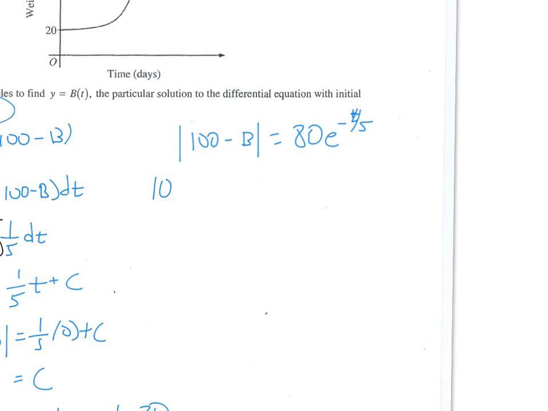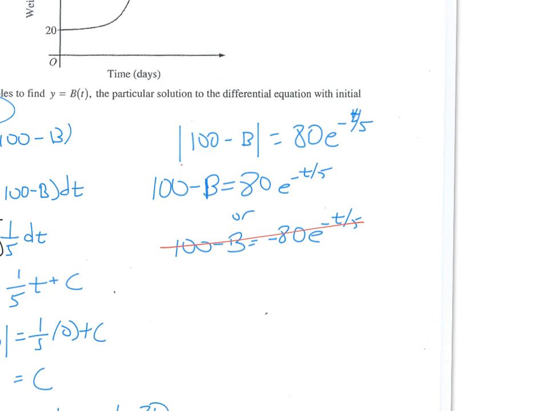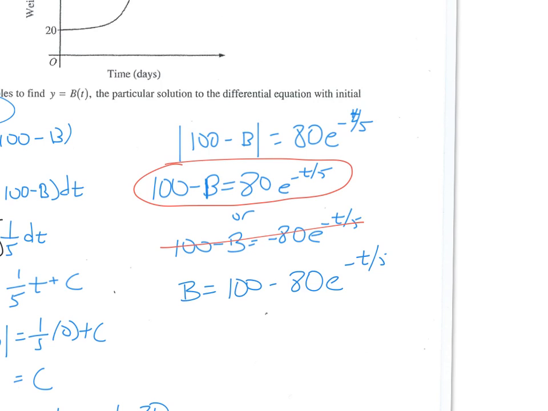And now we have to decide about our absolute value. Will this be this function, or will it be equal to the negative? And we know that when we plug in 0 that we have to get 20. And that's not going to happen with this. So this is the equation we're working with. So let's solve for B. We're going to say that B is now equal to 100 minus 80 e to the negative t over 5.